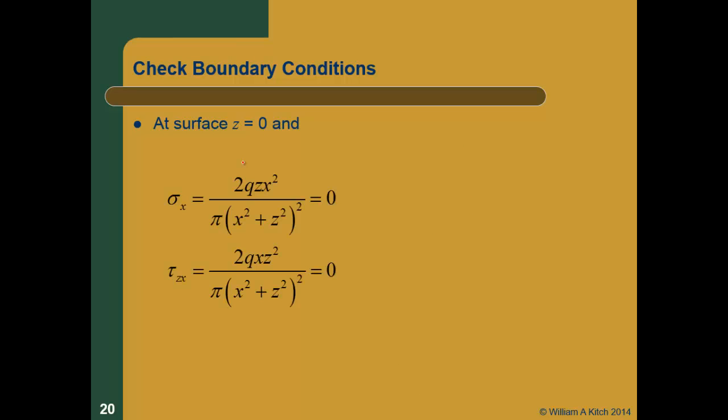When z is equal to 0, sigma x should be 0, right? So we check that. If we plug z equal to 0 in this one, z is in the top right there, so that's 0. That's good. And the shear stress on the surface has got to be equal to 0, and there's a z squared in there, so that's good. The only place it doesn't meet the boundary conditions is where x is equal to 0, where there's a discontinuity in our solution, because that's where we basically have this infinitely thin load applied.